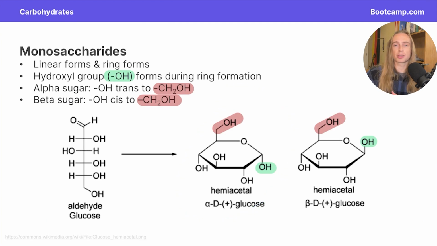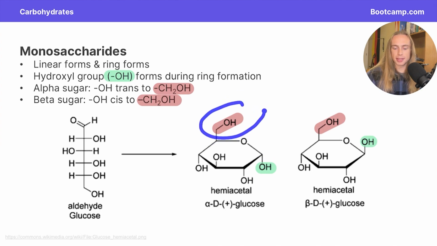Whenever this ring structure forms, we are going to form a new alcohol, or a new hydroxyl group, as we see here, and as we see here. So, this positioning of the hydroxyl group is really important because it's going to tell us the difference between an alpha and a beta sugar. When determining alpha versus beta on a ring structure, we want to first look at our new hydroxyl group that just formed and the CH2OH group.